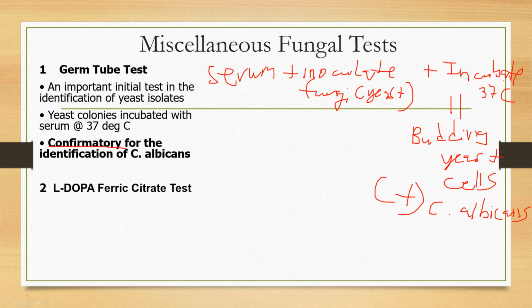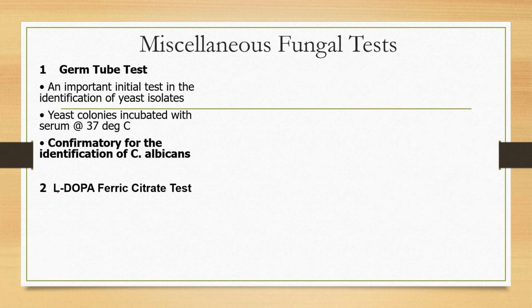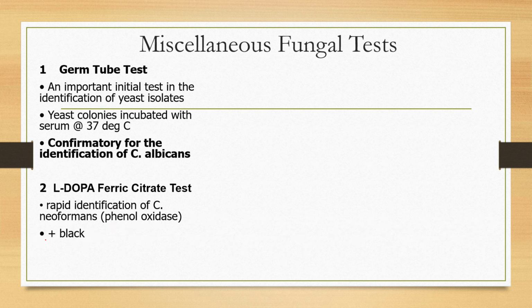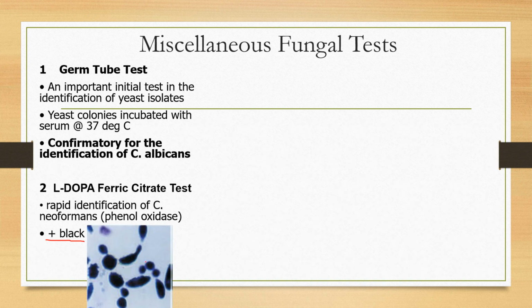Then we have your L-DOPA ferric citrate test used in the rapid identification of Cryptococcus neoformans. So si Cryptococcus neoformans is capable of using phenol oxidase. Positive color is black. So yan siya. This is the appearance of your yeast cells, Cryptococcus neoformans, if positive for L-DOPA, color black.